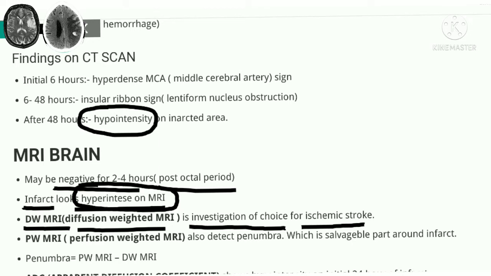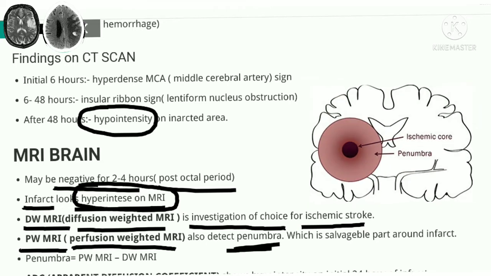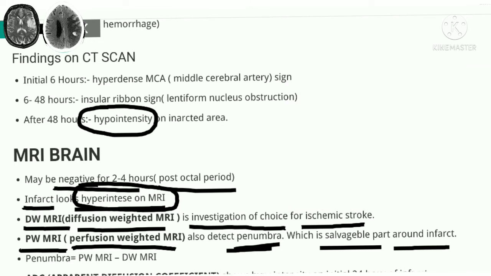Another variant of the MRI is known as perfusion weighted MRI, which can also detect the penumbra. What is the meaning of penumbra? Penumbra means a salvageable part of the brain around the infarct, which may die in future if the patient does not get treatment. Okay. We can detect the penumbra by perfusion weighted MRI minus diffusion weighted MRI. That's how we can find out the size of the penumbra.